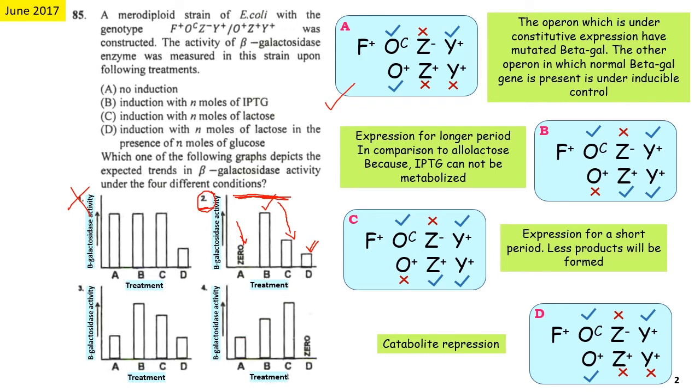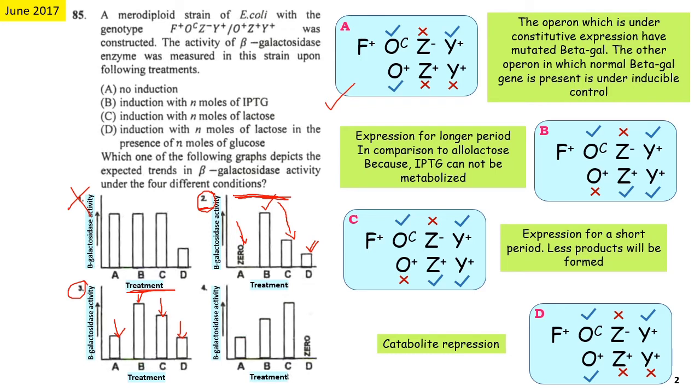Let's see what other graphs are depicting. Okay, now in case of the third graph, this B is showing more beta galactosidase activity in comparison to C, so this option is good, but in case of option A there is a small amount of beta galactosidase activity, and in D also there is a small amount of beta galactosidase activity. In case of the third option, only 2 options are according to what we have discussed. Now let's mark the third graph also. Now let's move on to the fourth graph.